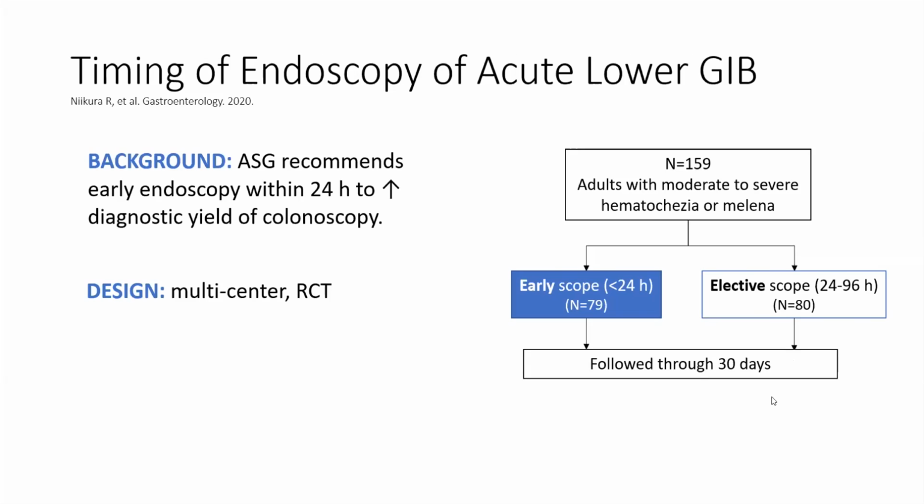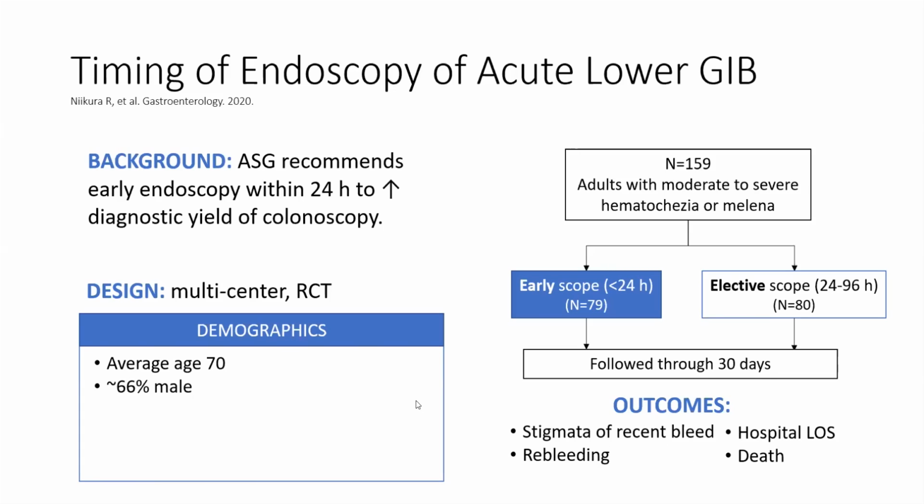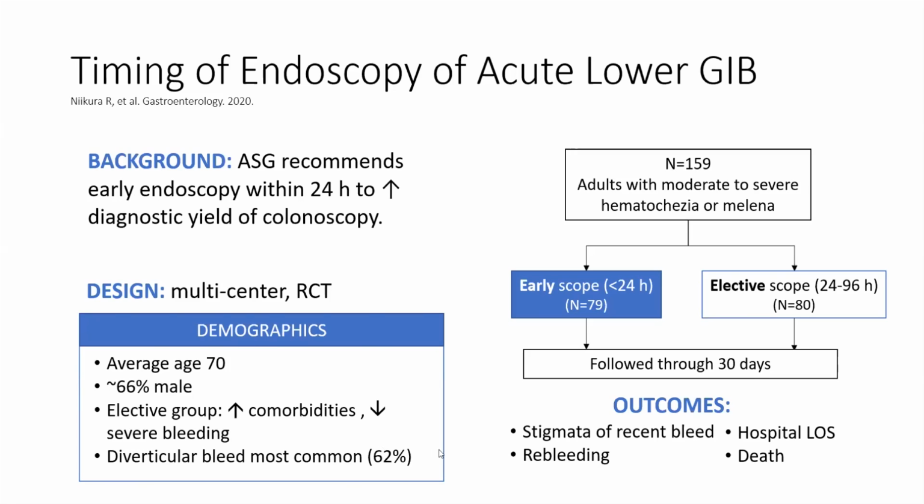And they were also followed through 30 days. The primary outcomes were stigmata of recent bleed, rebleeding, hospital length of stay, or death. Patients on average were 70 years old. They're about 66% male, and the elective group had more comorbidities and fewer events of severe bleeding. And diverticular bleed was the most common.